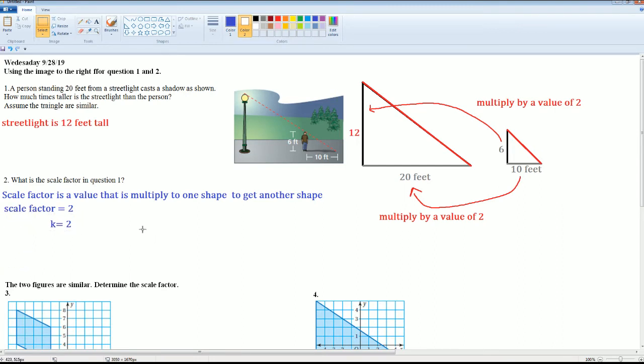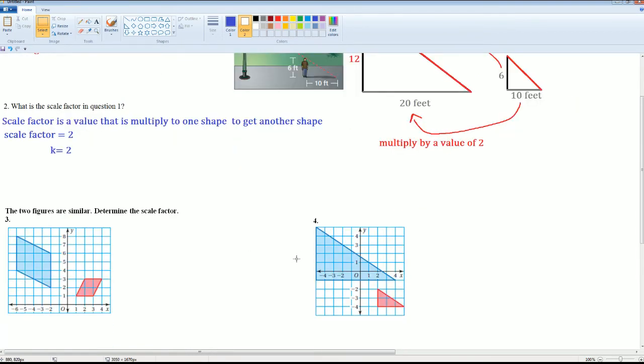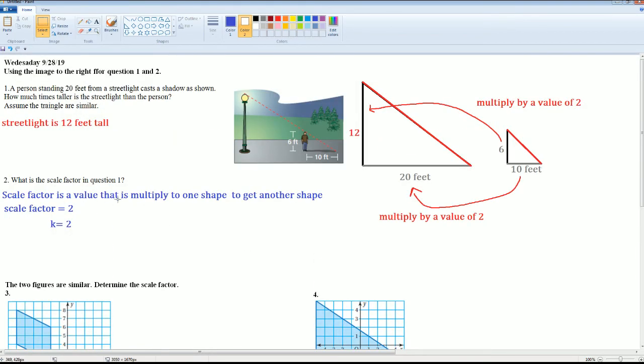So, both answers would be correct. Good. All right. So, we know what the scale factor is because we're going to have to use the scale factor for 3 and 4.